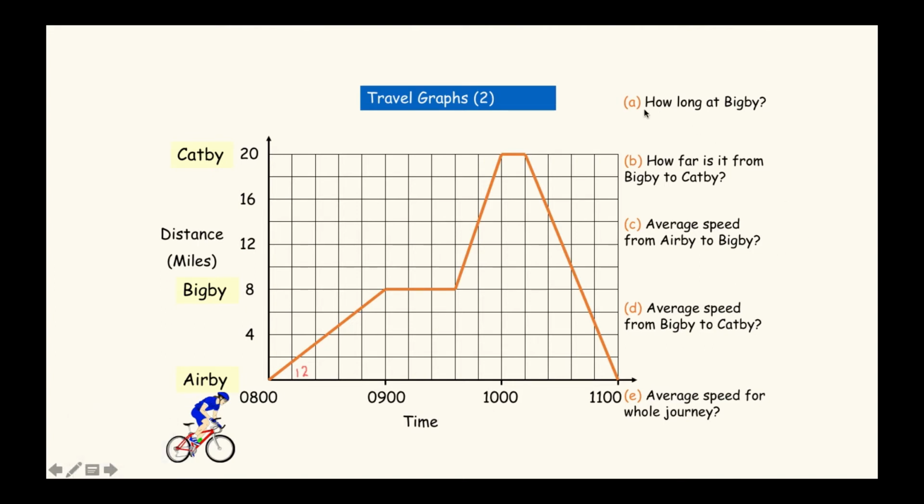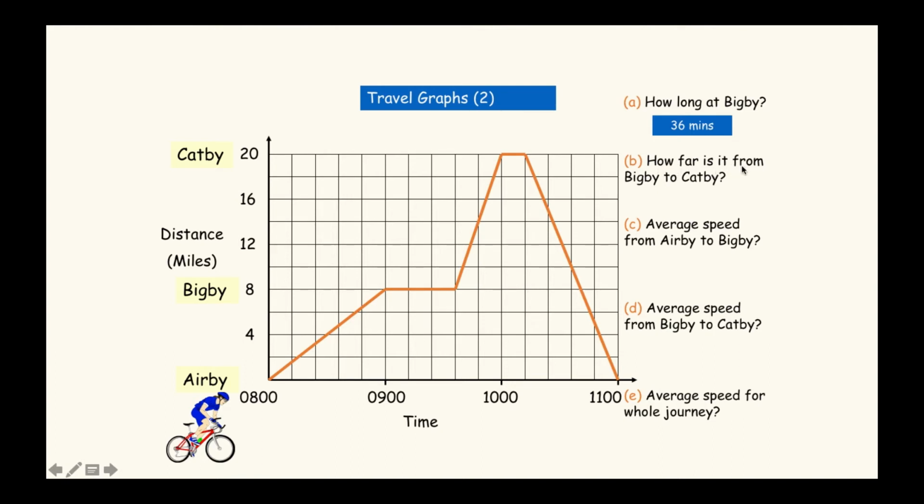So, the first question is saying, how long did they spend at Bigby? So, if we look for Bigby on our graph, and we go along to our line, we spent from here to here in Bigby. That's 3 squares. Each square was 12 minutes, so 3 times 12 is 36. So they spend 36 minutes in Bigby.